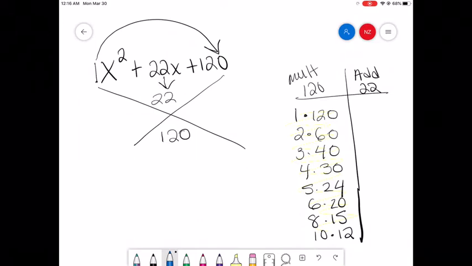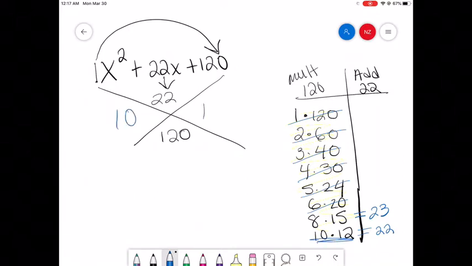1 plus 120, no, that's not going to work. 2 plus 60, no. 3 plus 40, no. 4 plus 30, 5 and 24, 6 plus 20. Oh, I'm getting closer. How about 8 and 15? 8 and 15, 10 and 12. I'm going to go with 10 and 12 because 10 plus 12 is 22. And 8 plus 15 gives me 23. So that was close, but not close enough. Put those here in your umbrella, 10 and 12.